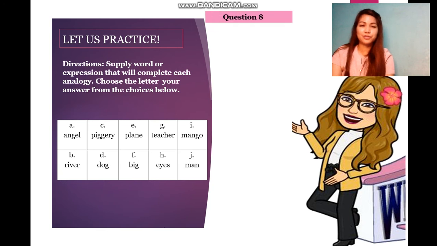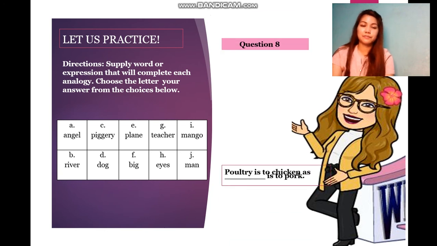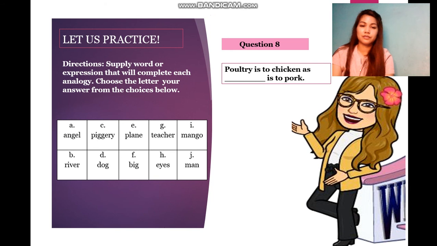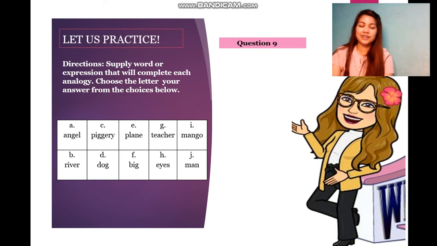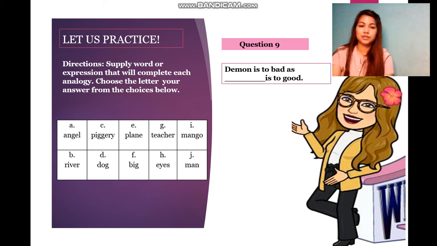Okay, moving on to question number 8. Shall I read it? Yes, I will. Okay. Poultry is to chicken, as blank is to pork. Now we have number 9. We're almost done with our first activity. Demon is to bad, as blank is to good. What might be the answer? I hope you will get a perfect score.